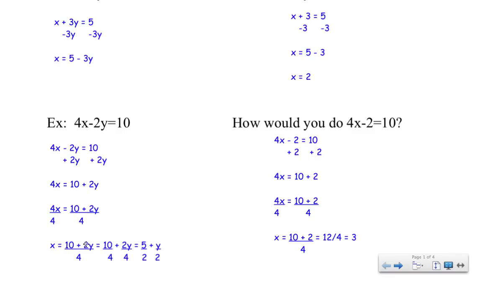Now, I have 10 plus 2y all over 4. X equals 10 plus 2y over 4. I can take this and divide it up into 10 over 4 plus 2y over 4. These two mean exactly the same thing. And then I can see 10 over 4 can be simplified to 5 over 2, and 2y over 4 can be simplified to y over 2. So my final answer would be x equals 5 over 2 plus y over 2, or I might see some people write equals the quantity 5 plus y all over 2.